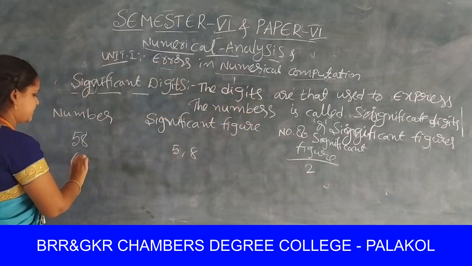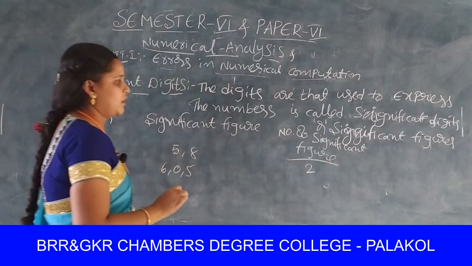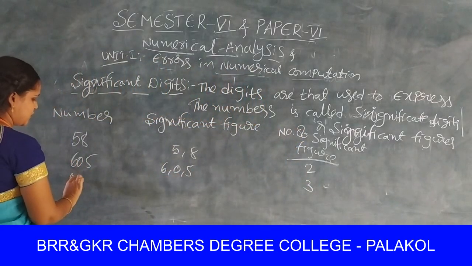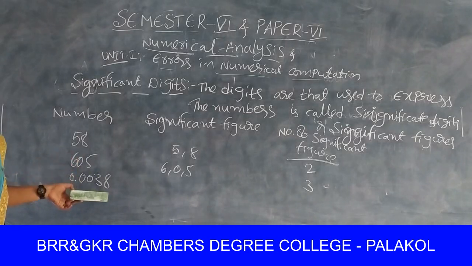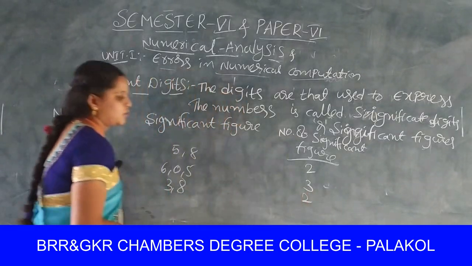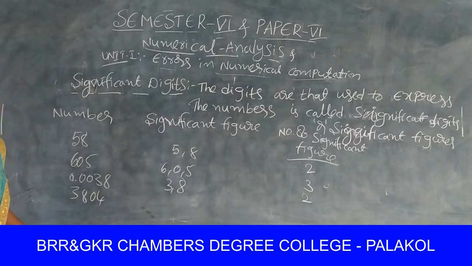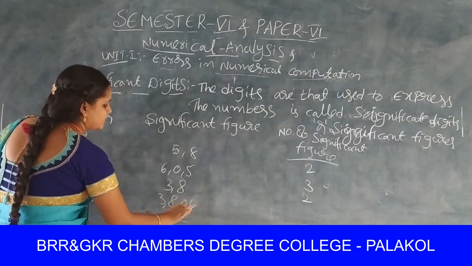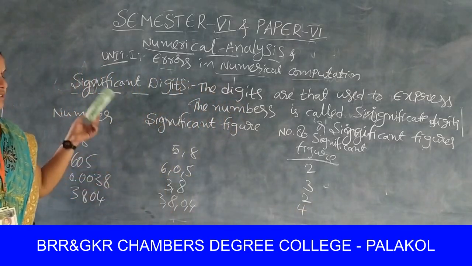And 605: significant figures are 6, 0, 5, and number of significant figures is 3. Next example, 0.0038. The left hand side zeros are not considered. So significant figures are 3, 8, and the number of significant figures is 2. 3804: significant figures are 3, 8, 0, 4, and number of significant figures is 4. These are examples of significant digits.